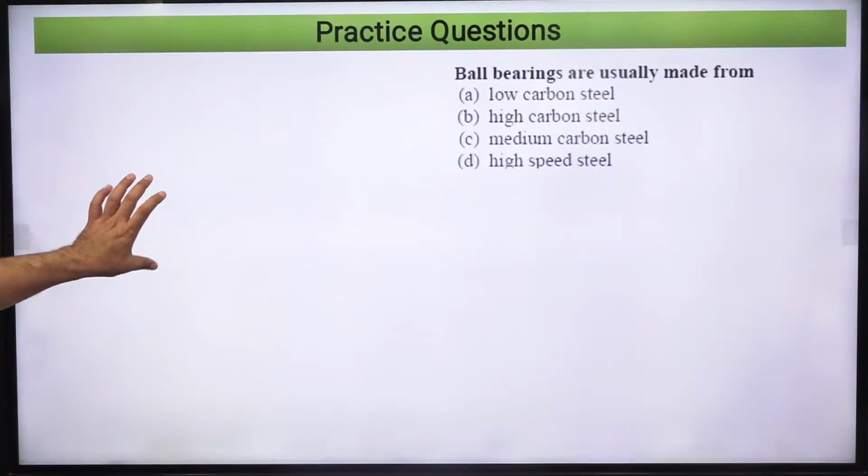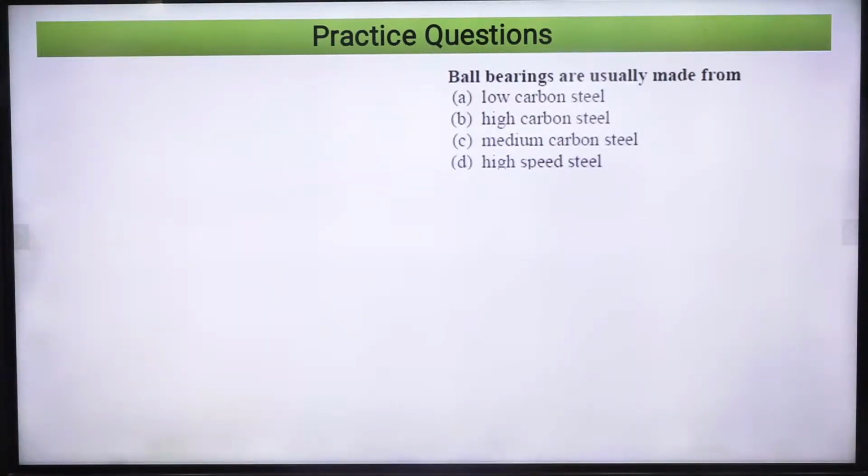Ball bearings are usually made from. Can you try to answer this? Try to answer.